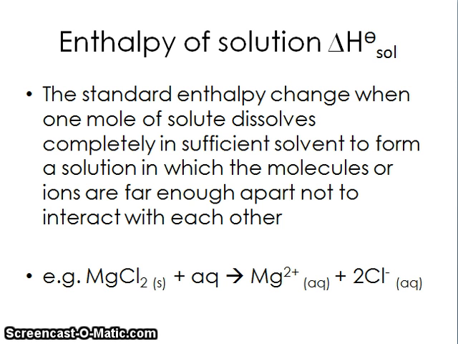It's important not to get the enthalpy of hydration and the enthalpy of solution mixed up. Students often get these mixed up, so make sure you learn the definitions and you don't get them mixed up.